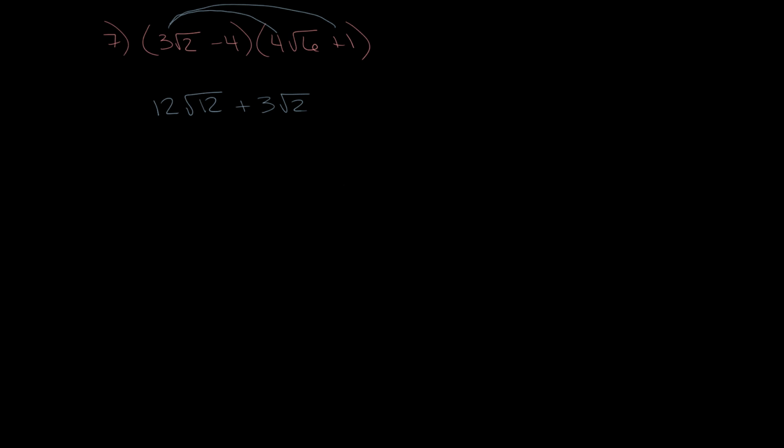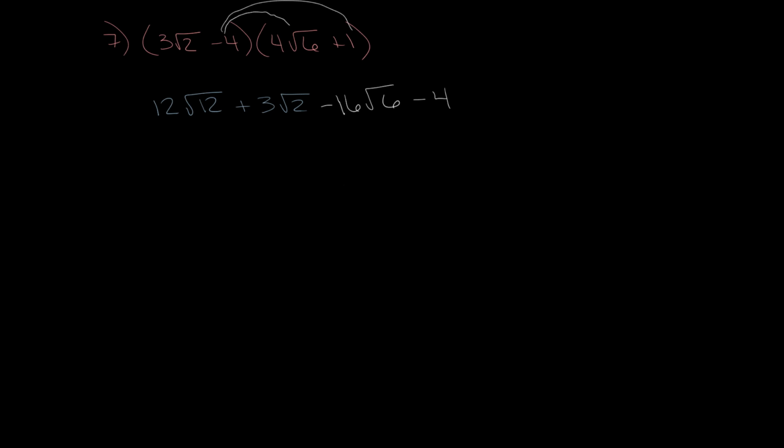Now I'm going to multiply the negative 4 times everything in the second binomial. Okay, so I've got negative 4 times 4 square root of 6 would be negative 16 square root of 6. And then negative 4 times 1 would be negative 4.